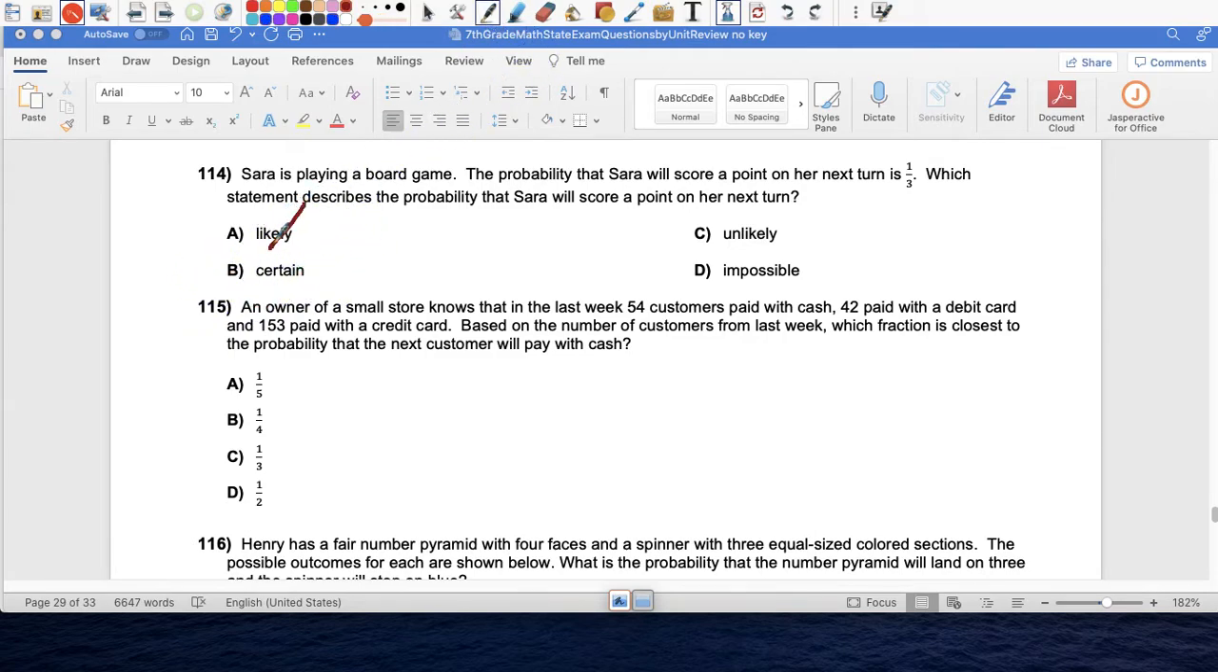So definitely, I wouldn't describe it as likely. Definitely not certain, because that would be 100%. Unlikely is the one that you want, right? It's unlikely, but it may happen. Impossible, it's not impossible. So that one is garbage. So 114 is C.